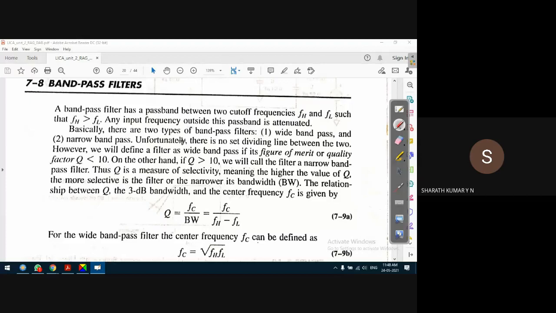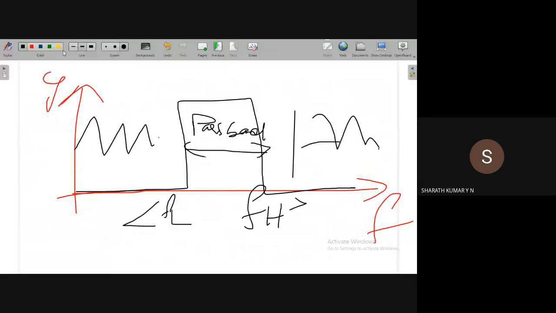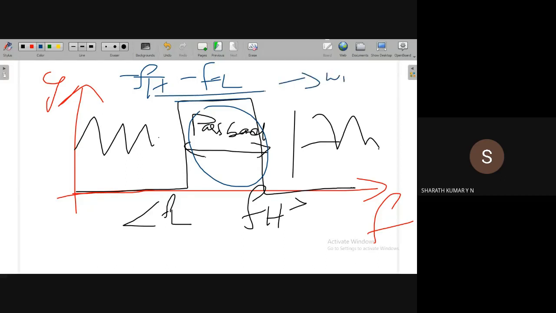There are two types of band pass filters, depending on the way they are implemented. It can be a wide band pass filter or what is known as a narrow band pass filter. As the name suggests, in a wide band filter the pass band range is very large. That means FH minus FL, the bandwidth, is very large. So this is a wide band pass filter.